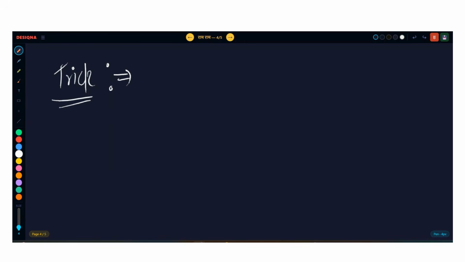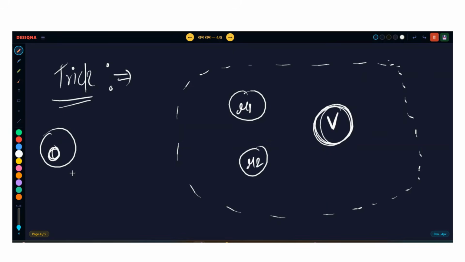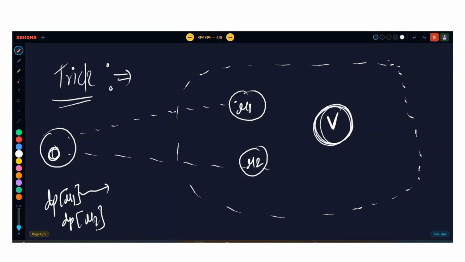What is that trick? You always imagine that this is your destination node V, and there are two intermediate nodes U1 and U2. There is a very big graph and the instructor is not making the whole diagram. This is the node number 0. Everyone in the meeting, you guys always have to tell me that this is the trick. Remember this trick and your life will be easy. Forget this trick and your life will be hard.